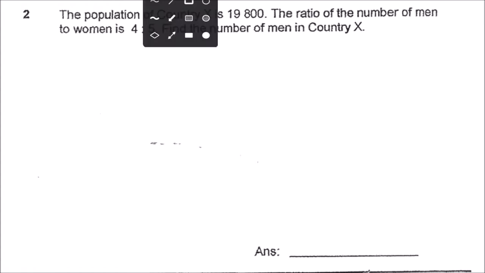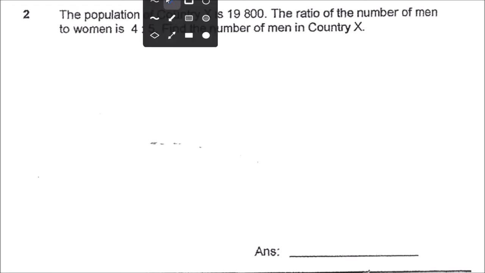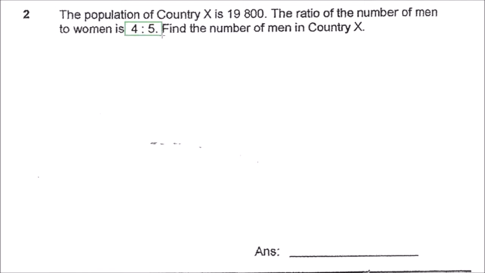Okay, guys, question two. The population of country X is 19,800. So the ratio of the number of men to women is 4:5. So find the number of men in country X. Okay, guys, this is a ratio question. Ratio questions in P5 are generally quite straightforward.